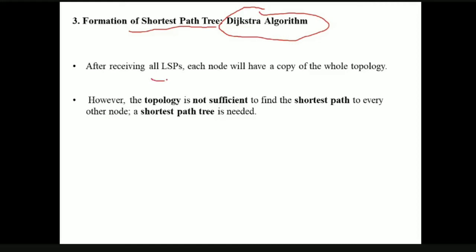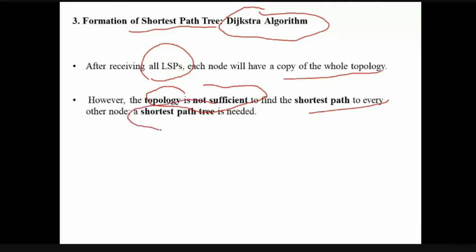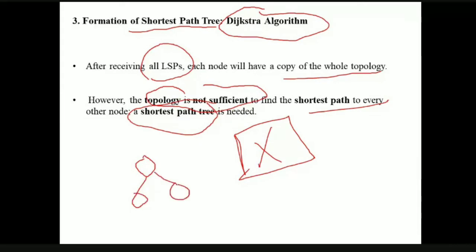After receiving all the LSVs, every node will have a copy of the whole topology. This we know by now because of our discussion. However, this topological information is not sufficient to find the shortest path. So for this reason, the shortest path tree is needed. Merely having the topological information is not sufficient. Every node must know the shortest path tree from that particular node to the other nodes. So there is a need for us to find the shortest path from a particular node to every other node. This is what we are going to do in this part.